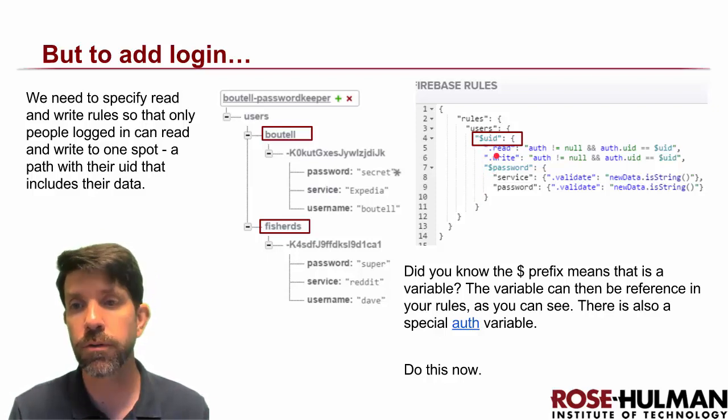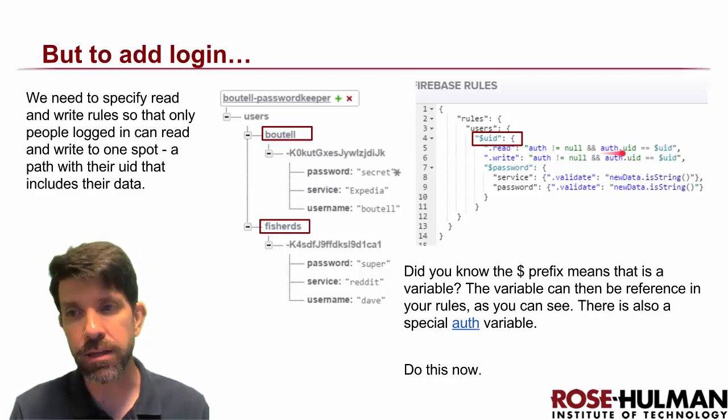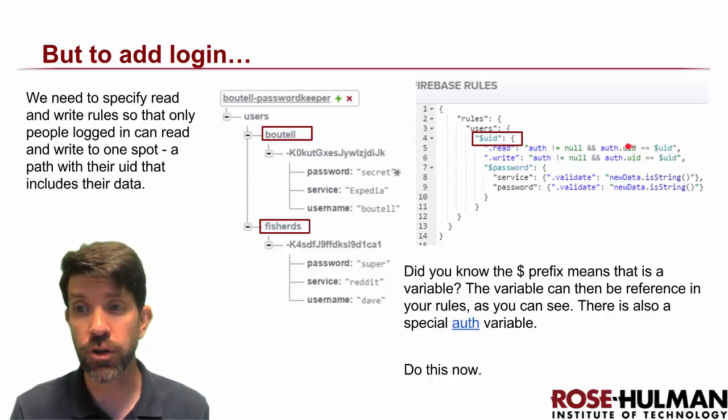So let's look at them. The first one is that for read and write, they have to be authenticated. There's an auth variable that's set up whenever you're logged in of any type. As long as that's not null, and you're authenticated, if your UID matches the one in the path, so if I'm logged in with a UID of Boutel, then I'm going to have read-write access to this portion here, to Boutel.